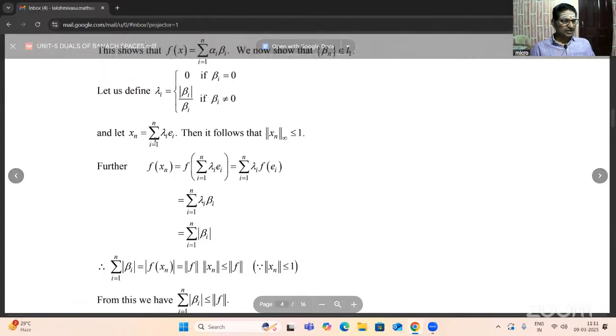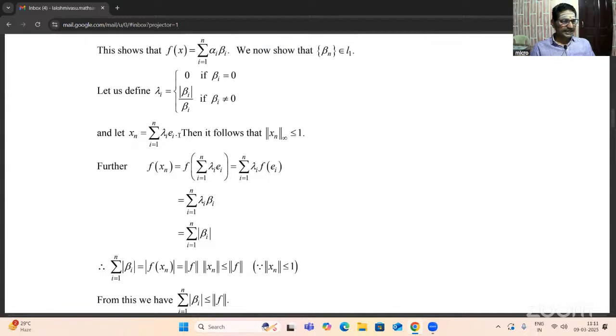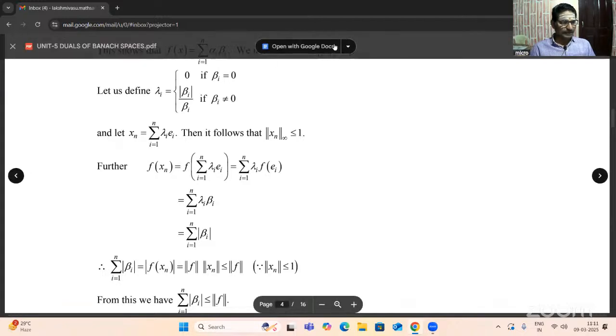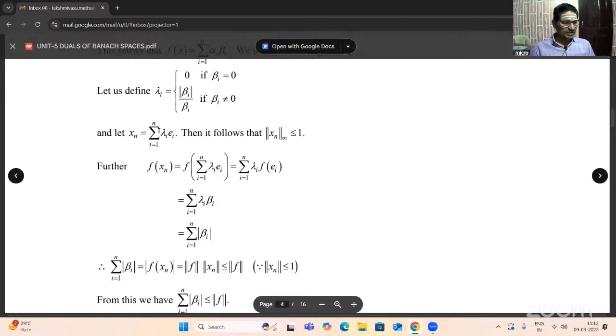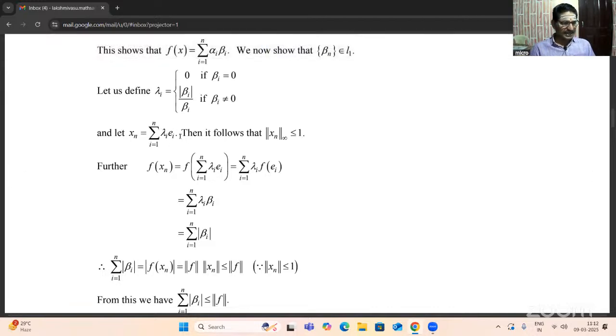Here xn equals the summation of lambda i and ei. Then it follows that the norm of xn at infinity is less than or equal to 1. Now apply the linear functional f of xn, because this is the dual of the space. f of xn equals f of the summation of lambda i ei, which can also be written as the summation of lambda i into f of ei. f of ei means beta i.